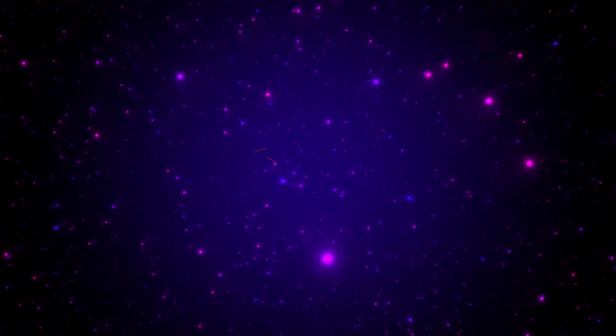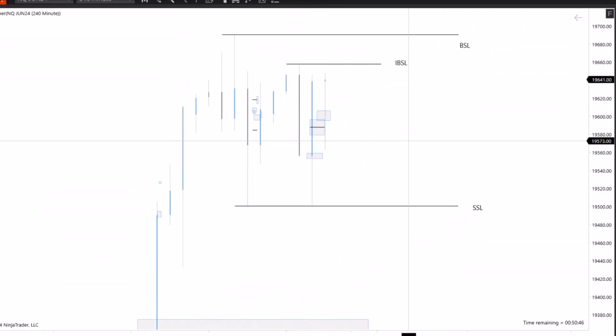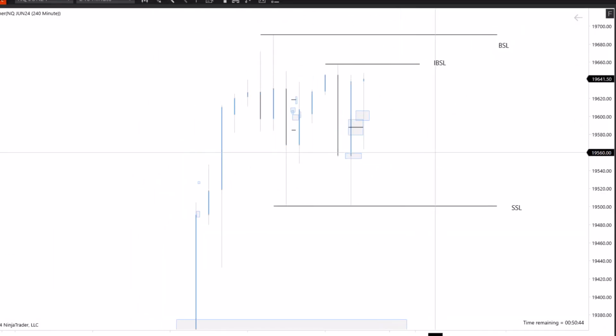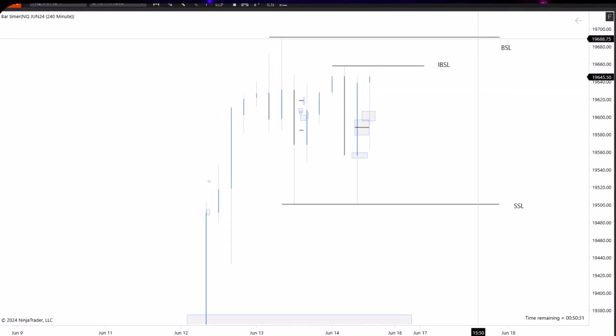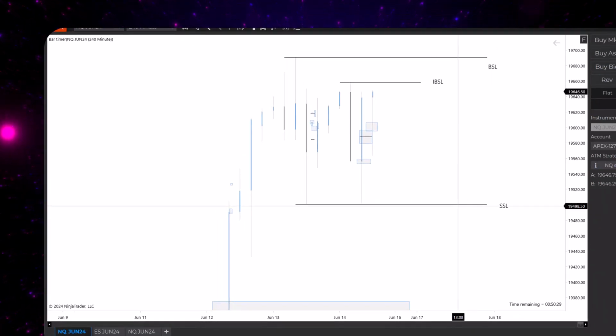So without further ado, let's lock in. Starting off, we're looking at NQ futures on the 4-hour time frame. The first thing I do when I look to see which direction I want to trade in is start to mark off my buy side liquidity and my sell side liquidity.